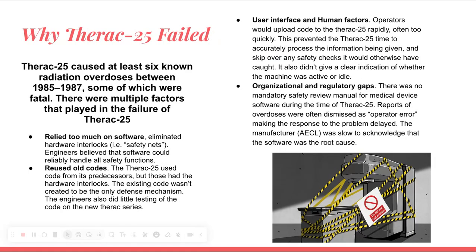The reason why the Therac failed. Therac 25 caused at least 6 known radiation overdoses between 1985 and 1987, some of which were fatal. There were multiple factors that played in this failure of the Therac 25. It relied way too much on software and eliminating hardware interlocks, the safety nets. Engineers believed that software could reliably handle all safety functions.